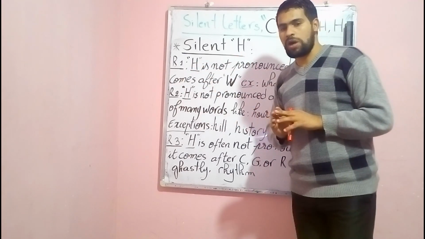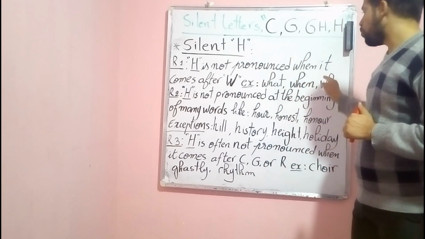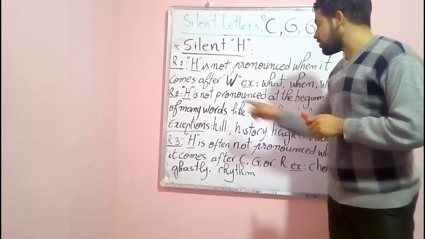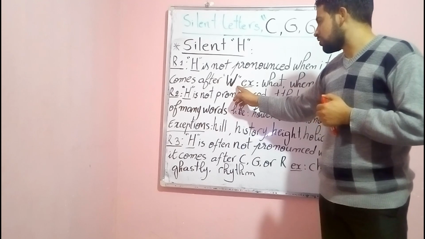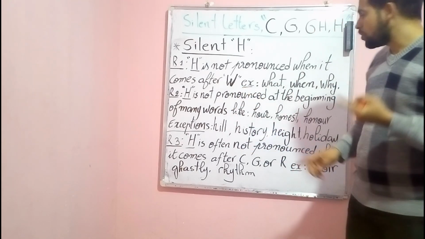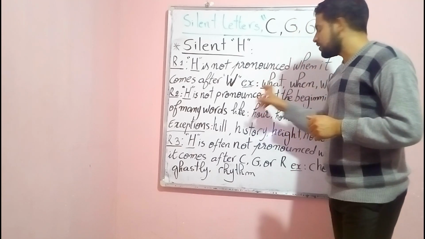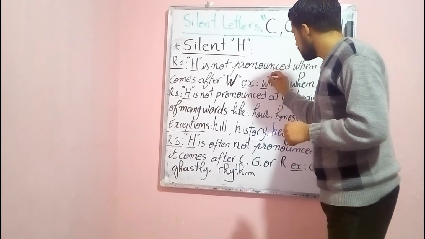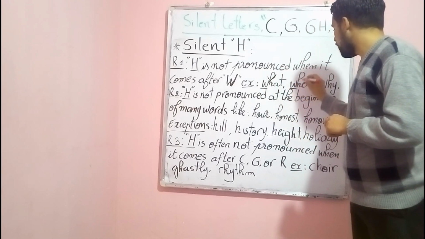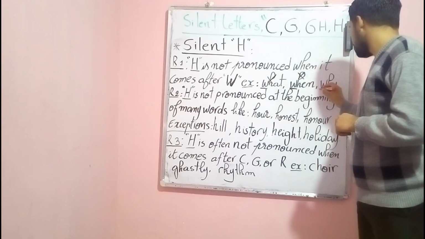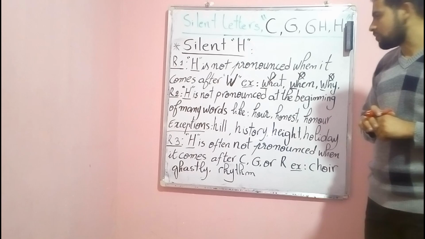So rule number one: H is not pronounced when it comes after what? W or W sound. When it comes after W or W sound. Example, here we have what. You see here we have W, so H is not pronounced. The same here with when, H is not pronounced, and the same with why, H is not pronounced.